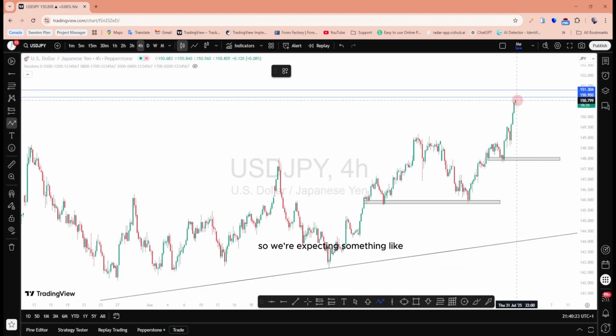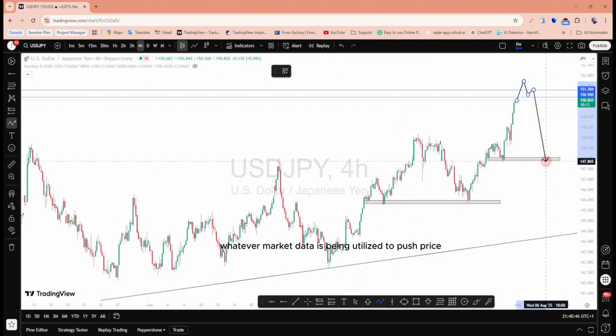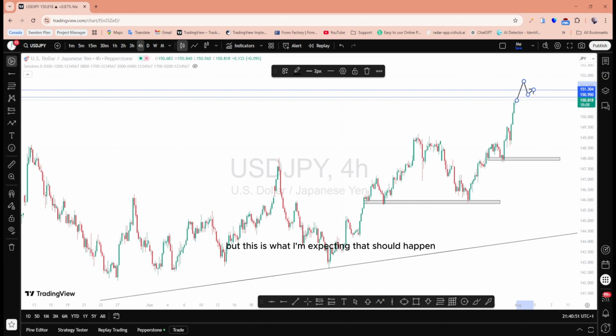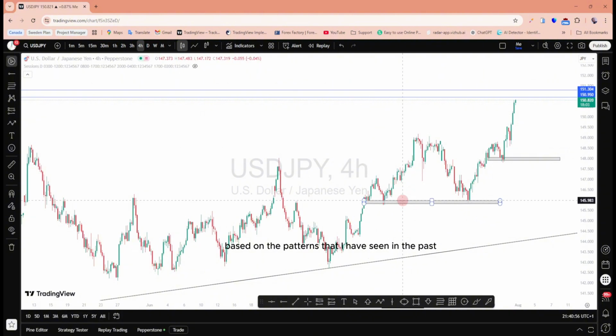So we're expecting something like this to happen: sweep, come back into the area, retest, or do a double top. But if it does a double top, then that's scary. I'm expecting it to retest, then sell to this point. The third touch in this area too can sweep, or it keeps selling to this place. Whatever market data is being utilized to push price, this is what I'm expecting should happen, based on the patterns I have seen in the past on the USDJPY currency pair.